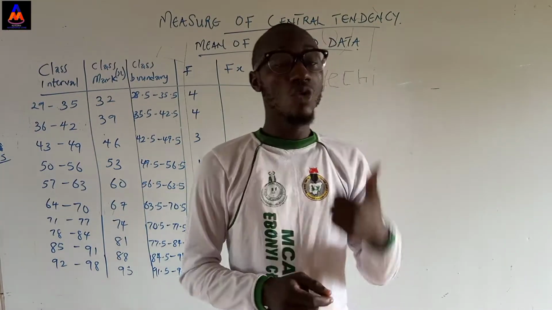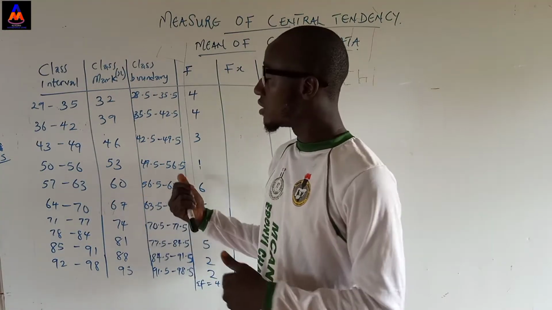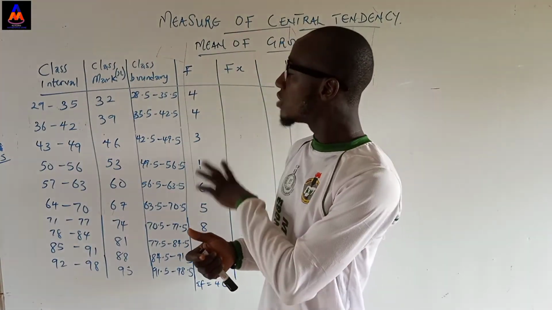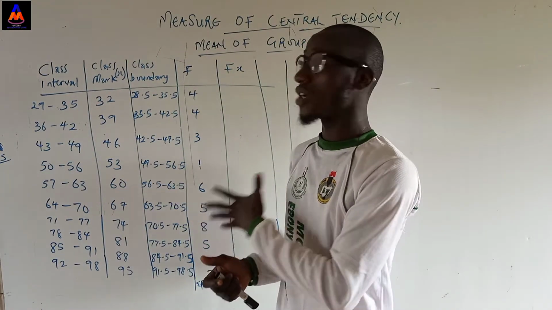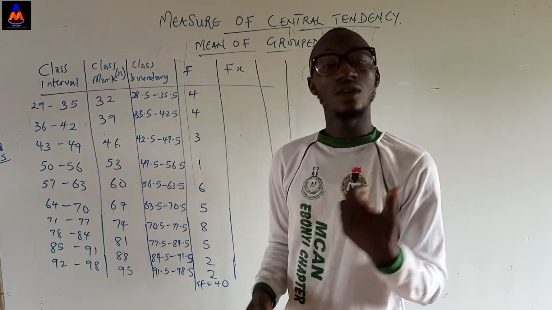For those of you that have not watched that lecture, you can check up here to see it. For the data we are going to be making use of, we have found the frequency, the class mark, the class boundary, and the rest of it. So we want to calculate the mean of this data. Come along.